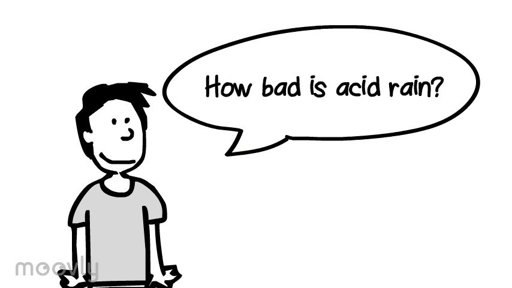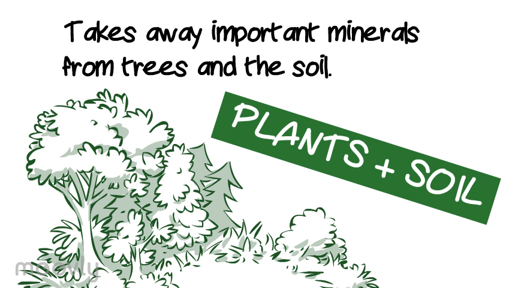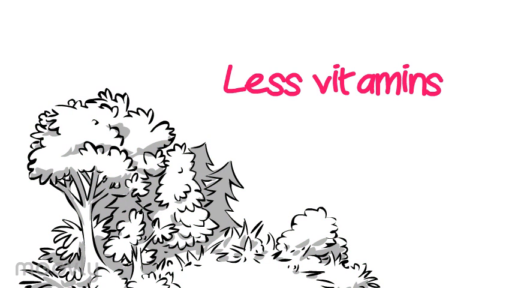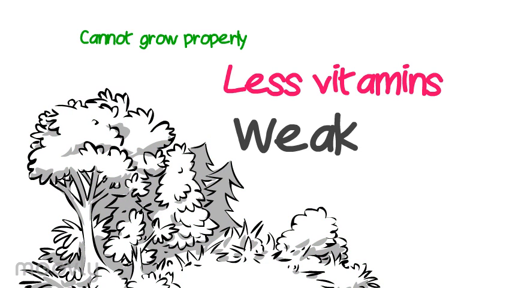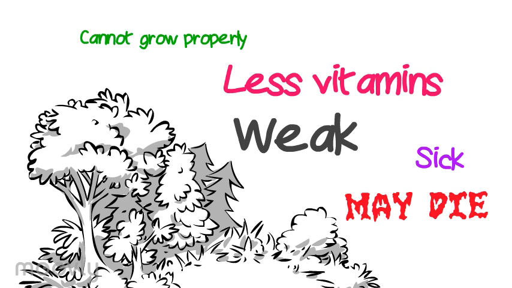Well, what does acid rain do exactly? And how bad is it? Well, acid rain affects the world in many ways. For example, acid rain takes away important minerals from the leaves and the soil. Without them, trees and plants cannot grow properly. They become weak and no longer strong enough to fight diseases. This might lead the plants to become ill and even die.